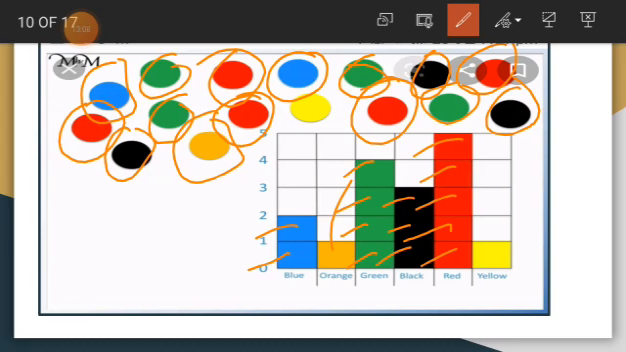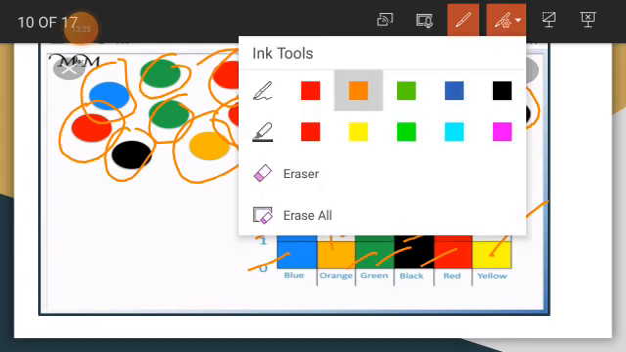Now let's see which one is the last color. That is yellow. How many yellow circles are there? Only 1. So you will color 1 block yellow. Fine. This is how you will make your block graph. Let me erase my rough work now.